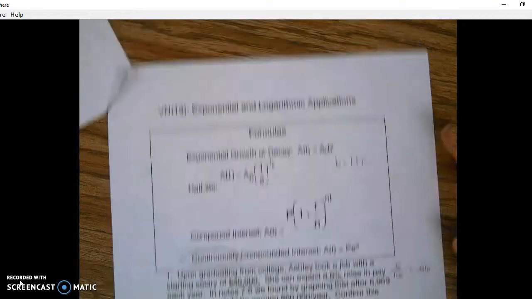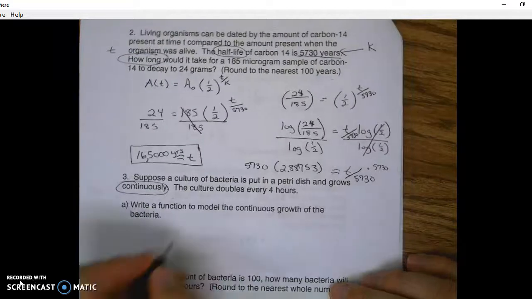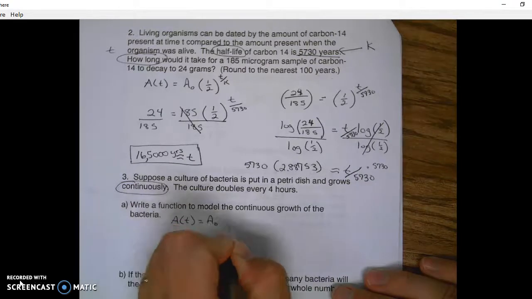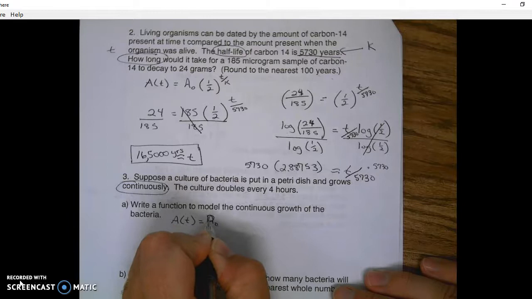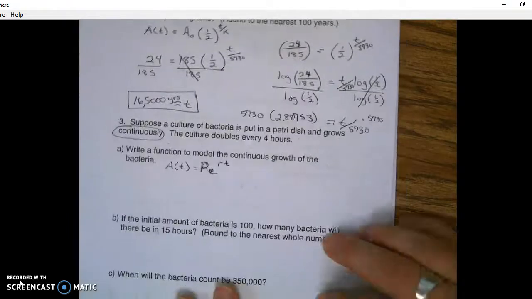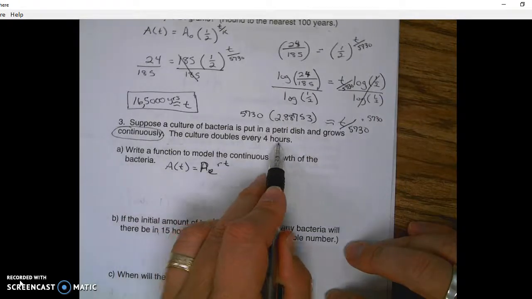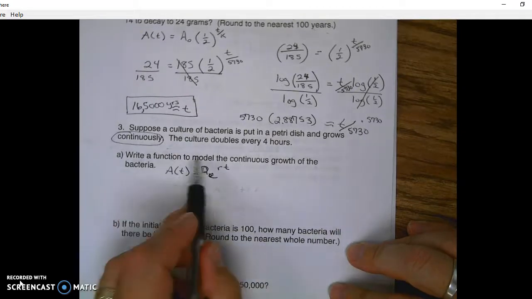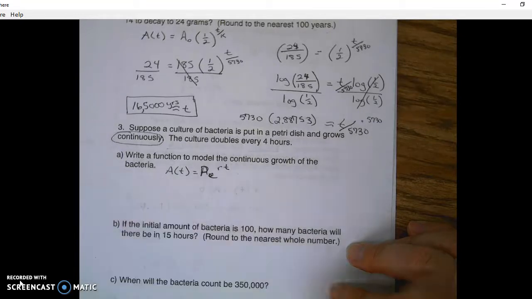Yeah, this one, PERT. So let's write it down. See, we use P instead of A sub 0. P, e to the RT power. The culture doubles every 4 hours. Write a function to model the continuous growth of the bacteria.